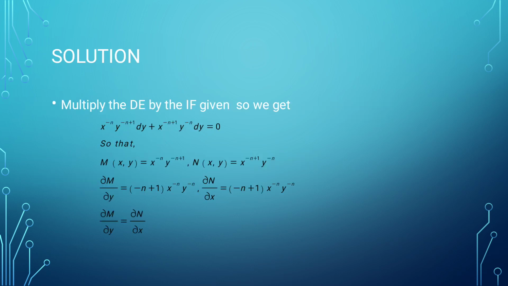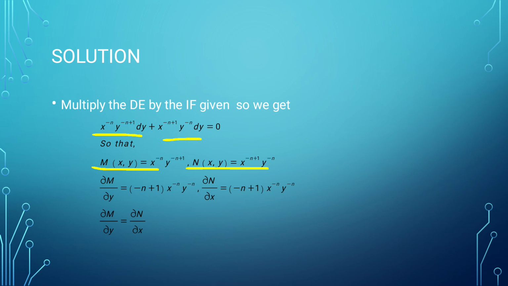So what you need to do, we will multiply every part of the differential equation by the integrating factor, and hence we will come up with this. That's what we are getting, which is still equal to 0. So from here we can get M, which is that. We can also get N, which is this.